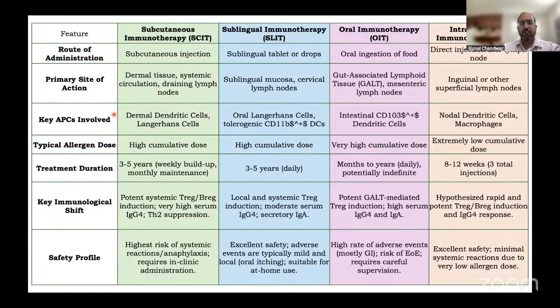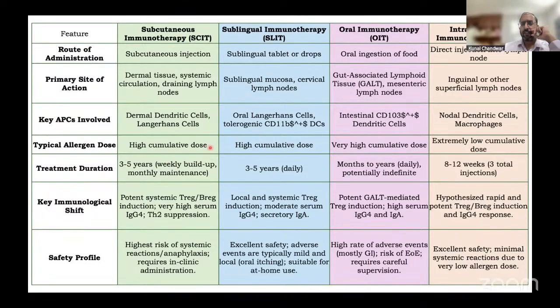You have different cells that are there. So for subcutaneous, you would have more dermal dendritic cells and Langerhans cells. There are different cells if you have the SLIT. There are intestinal dendritic cells if you have the oral immunotherapy. And because you are injecting directly into the lymph nodes, you actually require very low doses of allergens because it will be directly taken up there. The OIT actually requires very high levels of cumulative doses. SLIT again requires high cumulative doses.